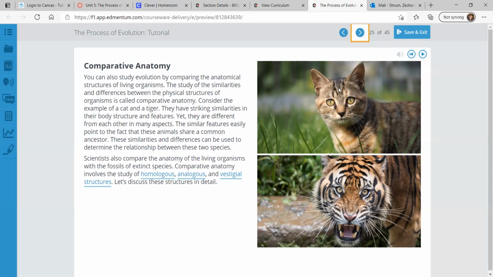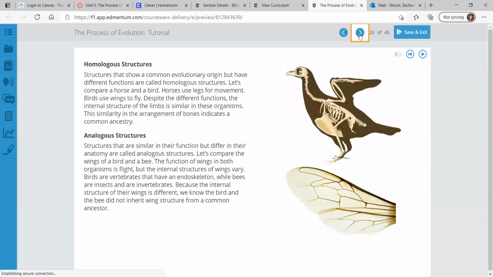Scientists also compare the anatomy of the living organisms with the fossils of extinct species. Comparative anatomy involves the study of homologous, analogous, and vestigial structures. So let's discuss these structures in detail.